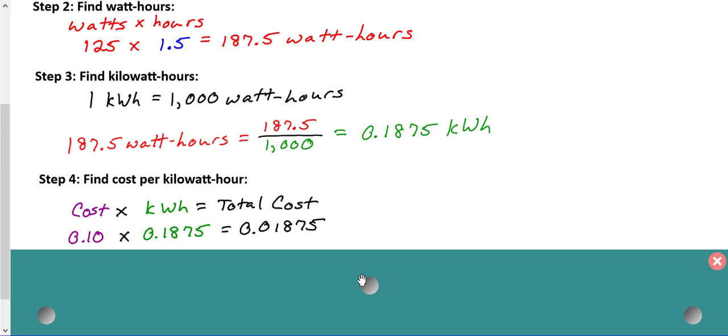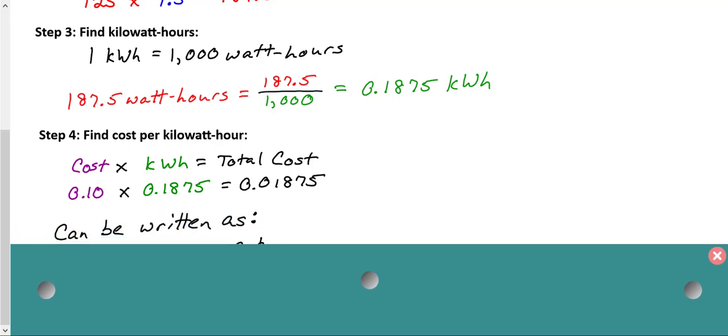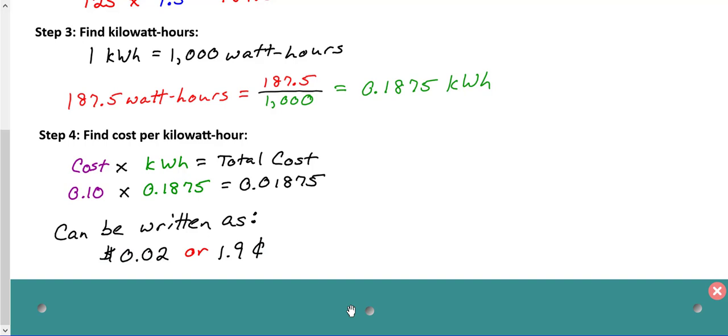0.01875. Now remember, we're talking money here, so we need to put it in some sort of money form. You could do this one of two ways. You could put it in dollars or in cents, as long as you use the appropriate symbol. In dollars, we only go 2 decimal spots, so we round the 1 up to a 2 because the number after it is 8, and we write it as $0.02. If we wanted to write it as cents, we would write 1.9 cents, because cents are in the hundredth spot, or 2 spots after the decimal.